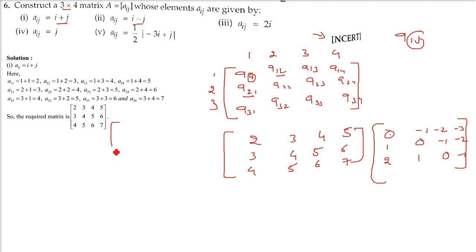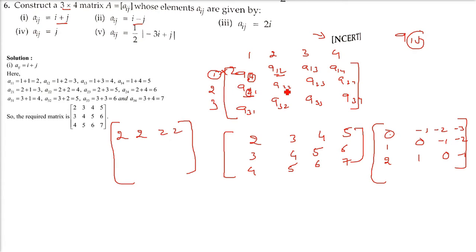Now 2i. So just take the first one of the subscript and multiply it by 2 and write it here. That is the row number. And see, in the first row, all the values are the same. 1 into 2, 1 into 2. So you have to multiply 2 with 1, 1, 1, 1. So 2, 2, 2, 2 will come.